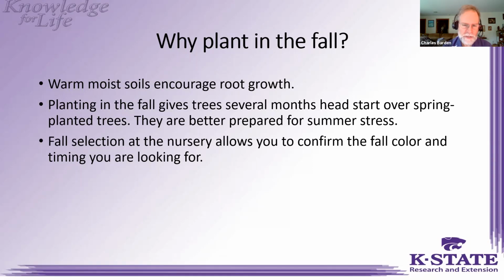Also, a fall selection at the nursery allows you to confirm the fall color and timing you're looking for. If you pick out a tree that's supposed to color up nicely in the fall, but you pick that tree out in March or April, you may not be sure it's going to color up in the fall. So by selecting the planting stock in the autumn, in October at the nursery, you can confirm that that fall color is what you want, and you can dependably have that tree color up for you every year.